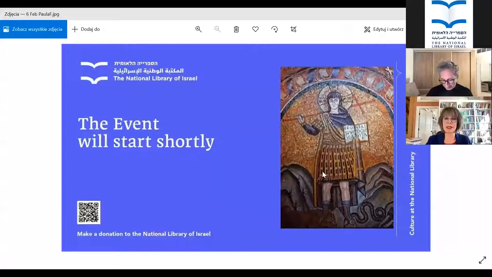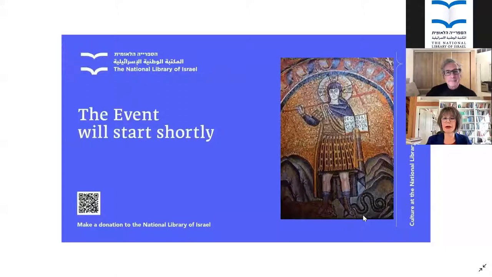Okay, before I start, what I'd like to do is look at the mosaic that served as the icon for this lecture. This figure on the right is a 6th century mosaic, and it's got a very interesting coding. If you'll notice, the figure is standing with one foot on a lion and another foot on a serpent. He's holding a book with Latin writing on it, and he has a staff over his shoulder.